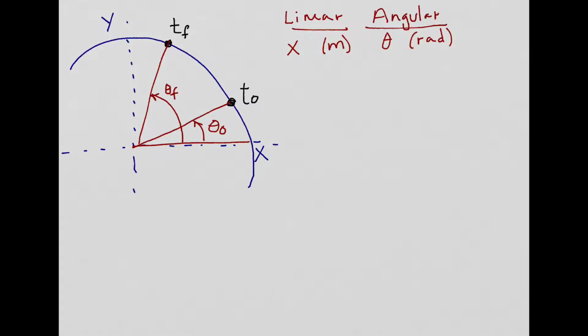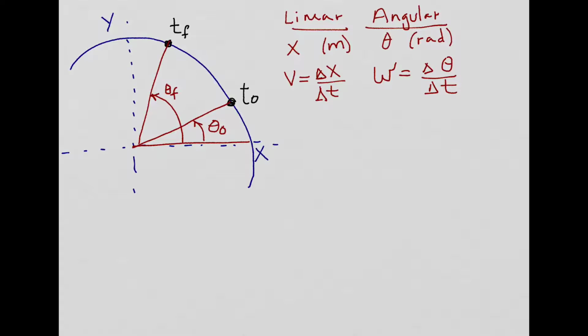So for instance, velocity equals delta x over delta t. Well, angular velocity, which is a Greek omega, equals delta theta over delta t. So really, rotational motion is one-dimensional motion. Typically, counterclockwise is positive and clockwise is negative.